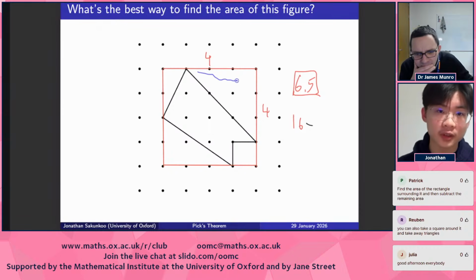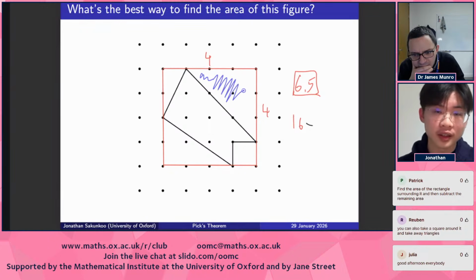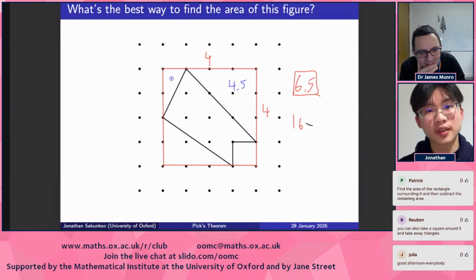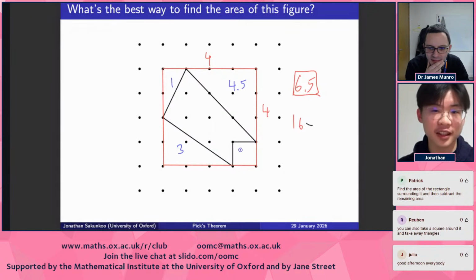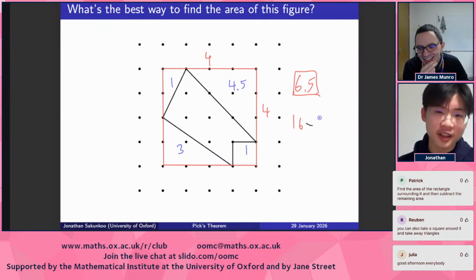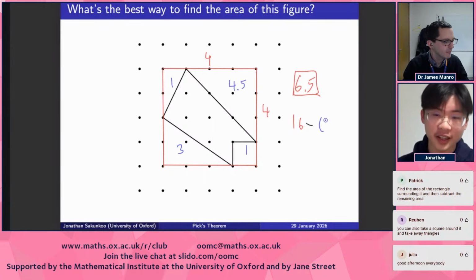So this triangle here has side lengths 3 and 3, so this has area 4.5. This side is 1 and 2, so this has area 1. This is 2 and 3, so it has area 3. And finally, this is a square. If we really want to be strict about triangles, we could do 1/2 and 1/2, but it's just the square of side length 1. It has area 1. And so we find here 16 minus, and then I'm just going to add these together. It's 9.5, which works out to be, unsurprisingly, 6.5.